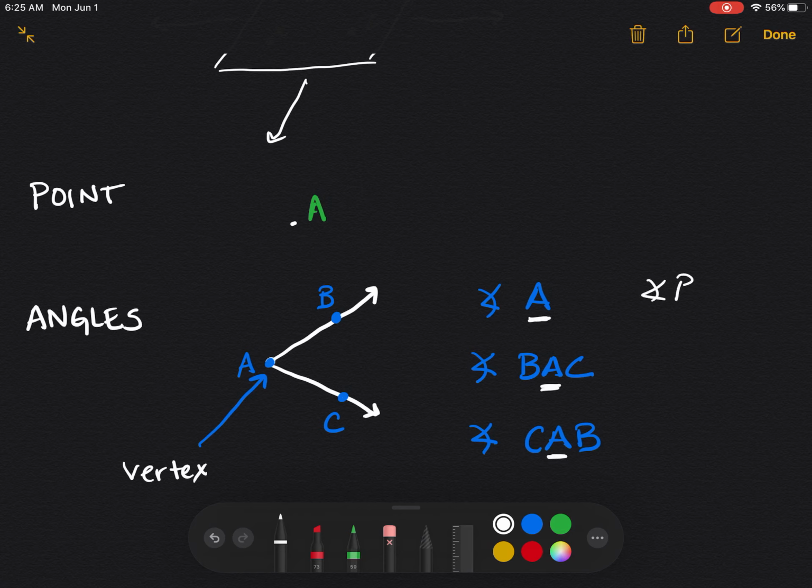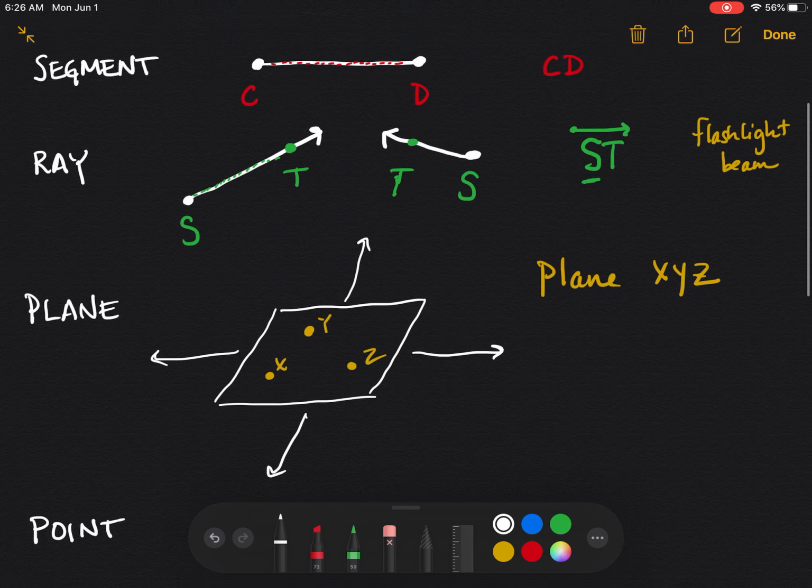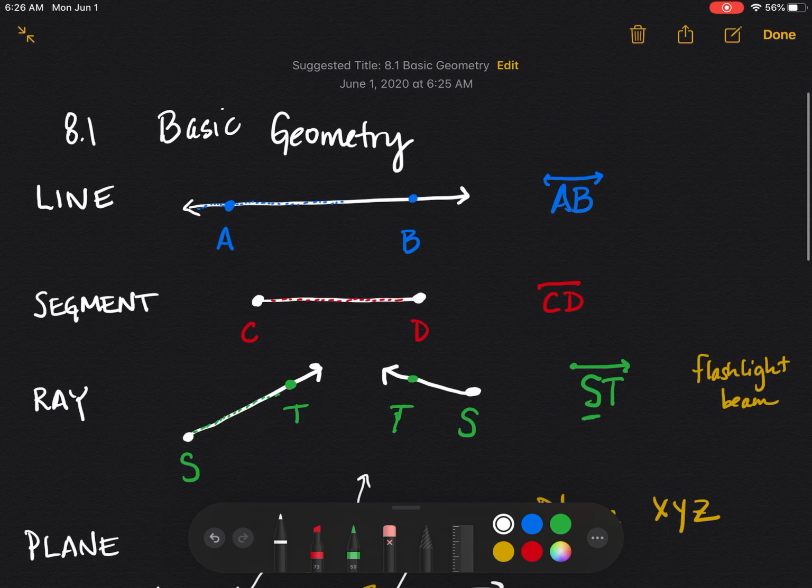You can't call it angle, this is not angle B. Now, and it's not angle C. Okay. Now, if B or C was the letter of the vertex, we could call it that, but otherwise we cannot. Okay. So these are the things that are going to help you tonight on your homework. So keep your notes out and be sure to upload them when you're done.